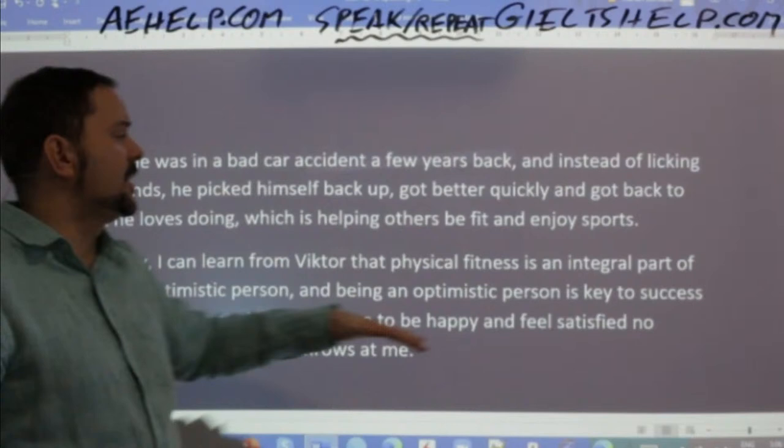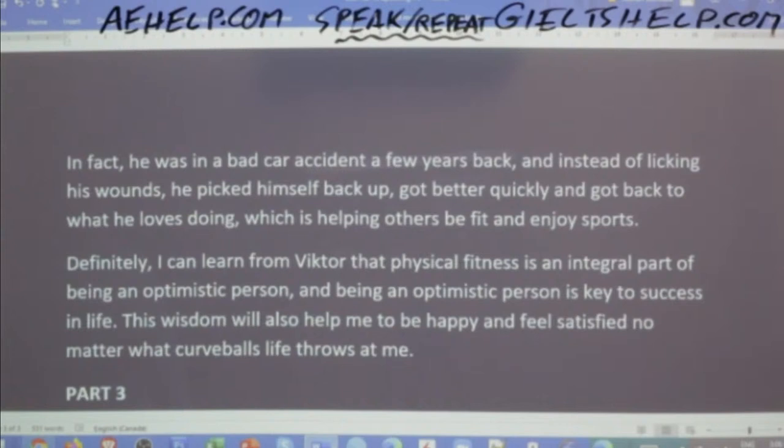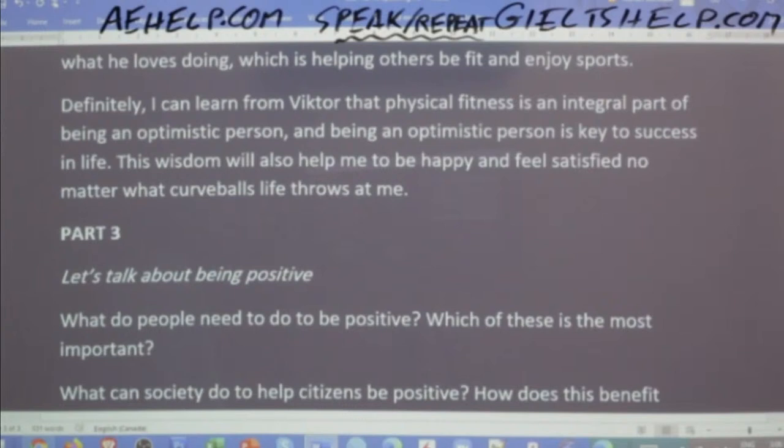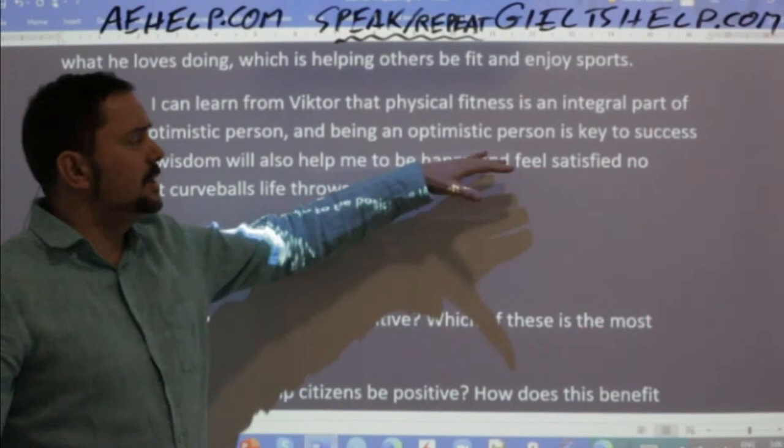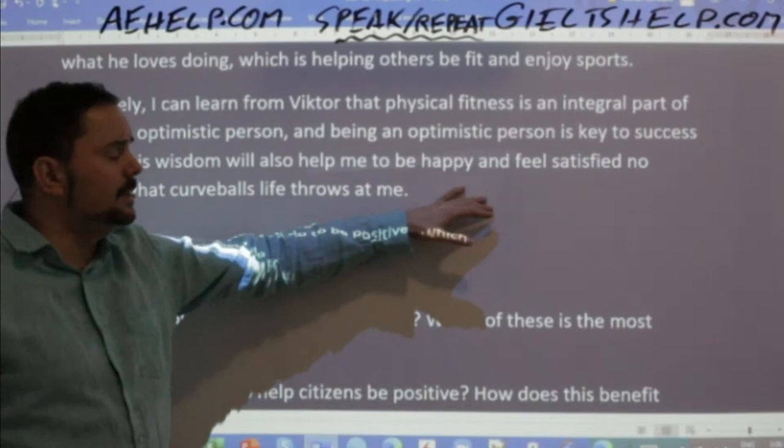Definitely, I can learn from Victor that physical fitness is an integral part of being an optimistic person, and being an optimistic person is key to success in life. This wisdom will also help me to be happy and feel satisfied no matter what curveballs life throws at me.